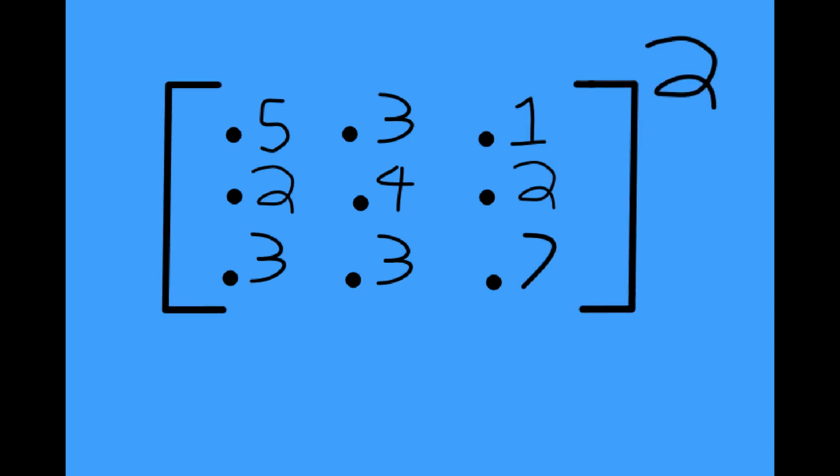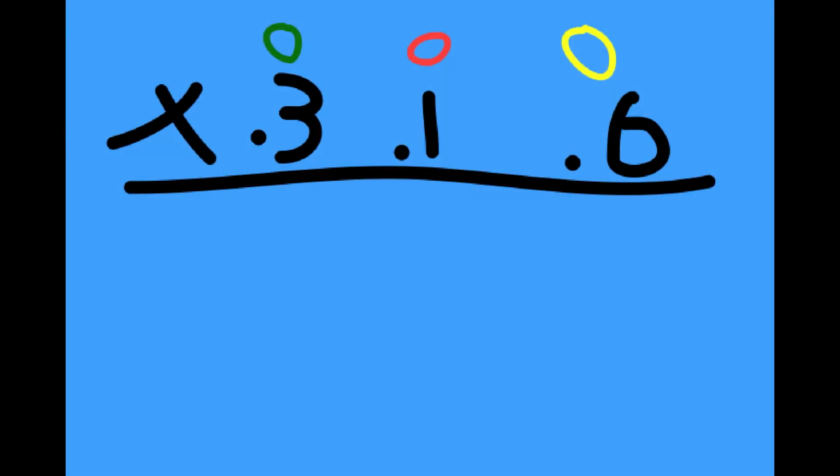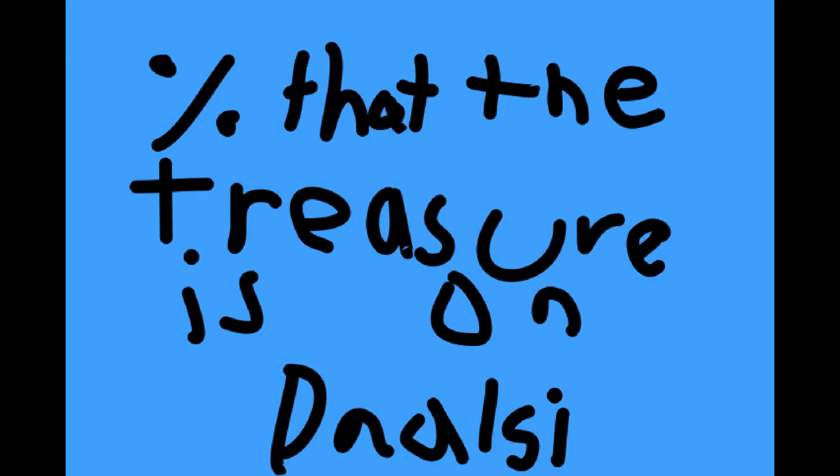To find the chance of the ship ending at each island after 2 trips, we have to square the matrix. Squaring a matrix is much more complicated than squaring numbers. You first have to multiply these columns by their color-coded rows. That way, you'll get the probabilities of the ship ending on Dnalcy when the ship started on Dnalcy, Pooh, and Adam. But since there are probabilities of the ship starting on each of those islands, you have to multiply them by their corresponding probabilities. Then, you get the probability that the treasure is on Dnalcy.